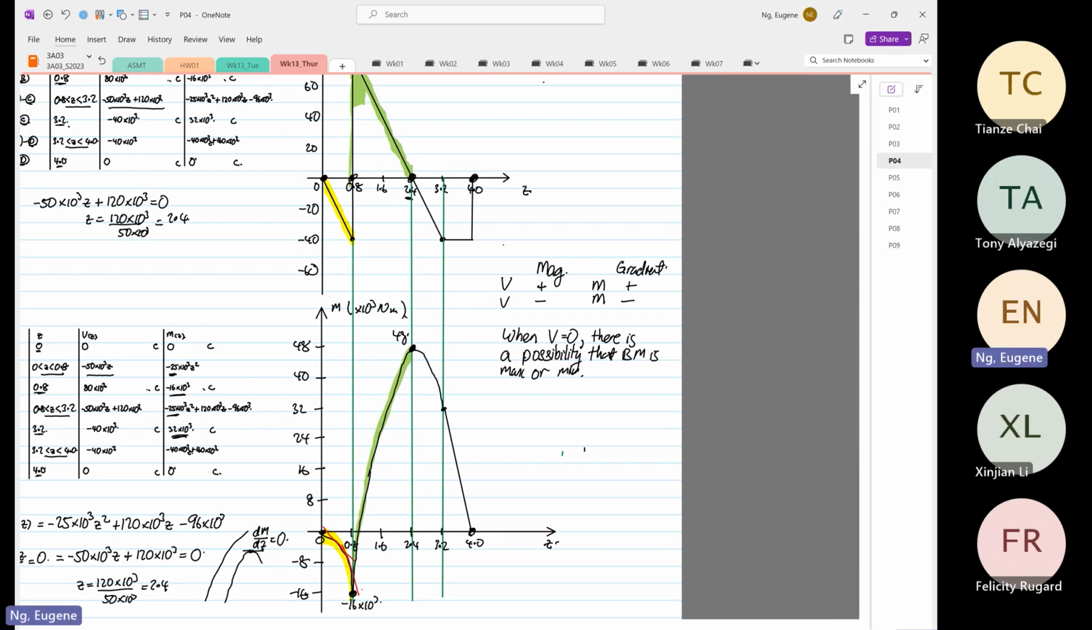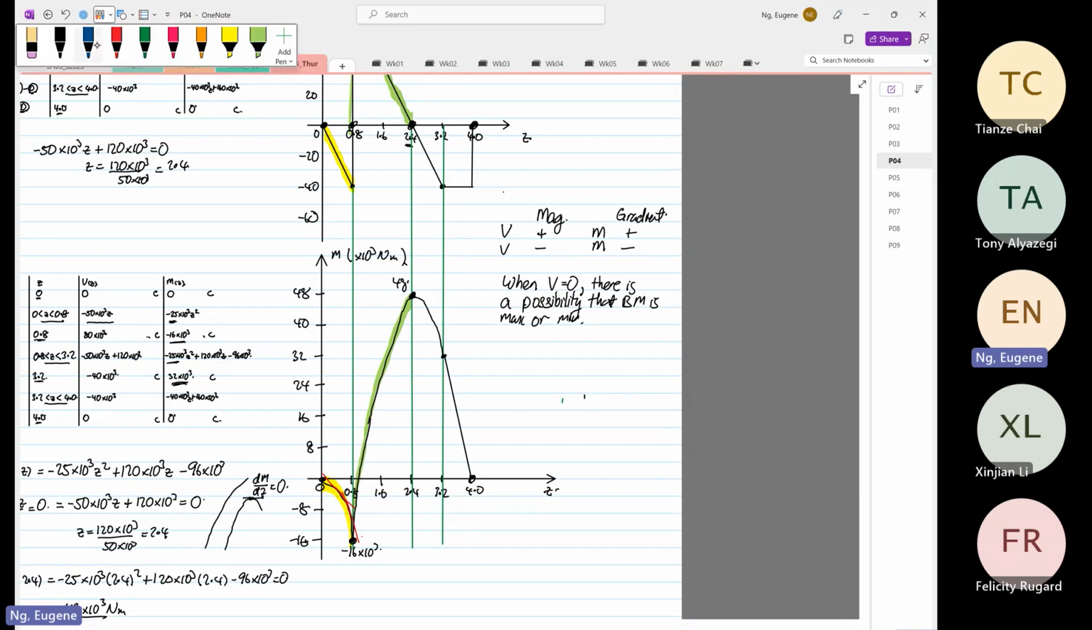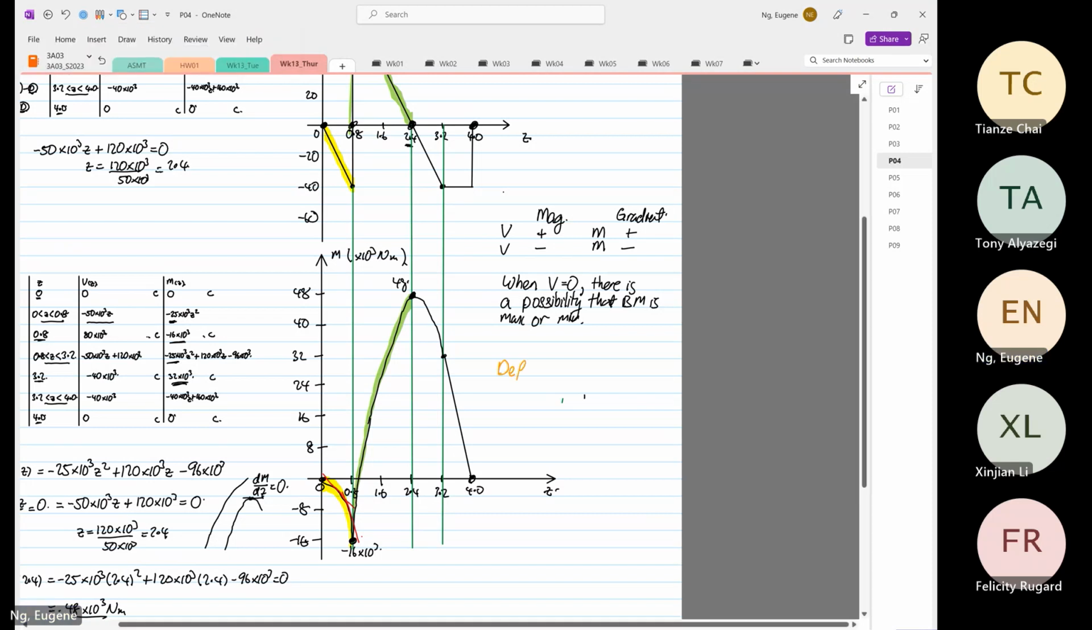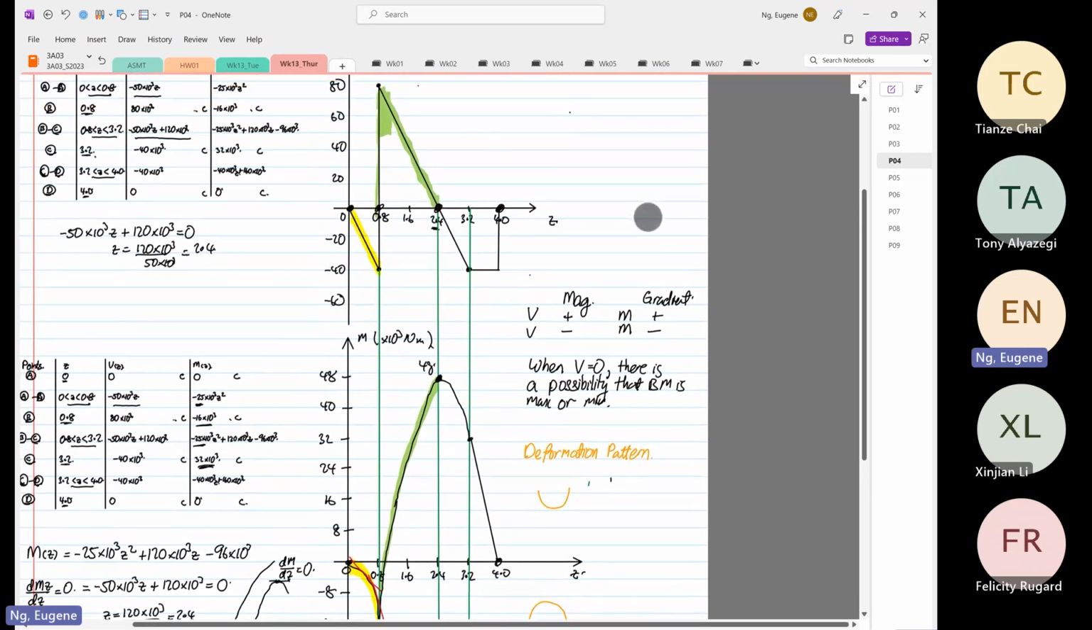Now, to interpret the bending moment diagram, what does a positive bending moment mean and what does a negative bending moment mean? It all depends on the deformation pattern. A positive bending moment means the deformation pattern will be a smiling face. A negative bending moment means the deformation pattern will be what? A sad face. So this you have to remember. This is a very quick revision of the shear force and bending moment diagram.